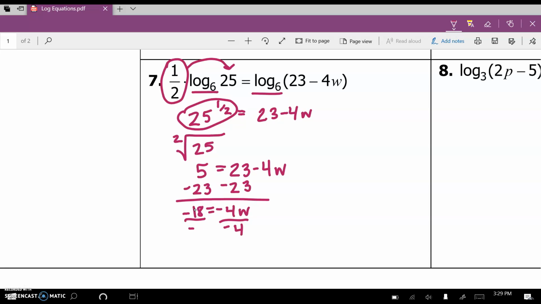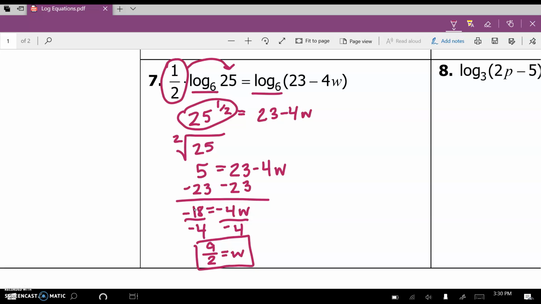Divide by negative 4, and negative 18 divided by negative 4 isn't perfect, but I have two negatives, and I can divide both of them by 2. So 18 divided by 2 is 9, and 4 divided by 2 is 2. So this one's going to be a fraction.